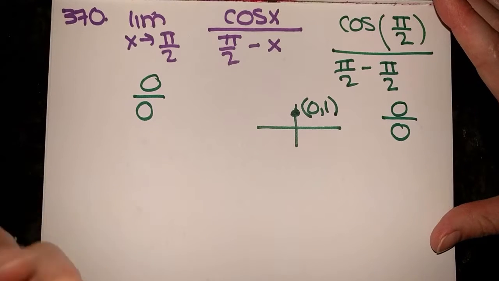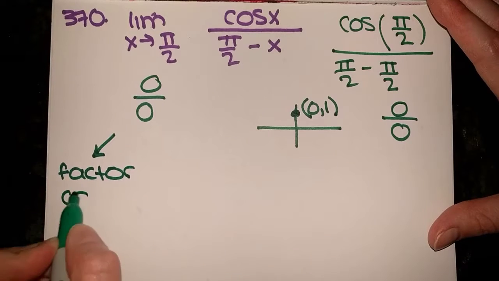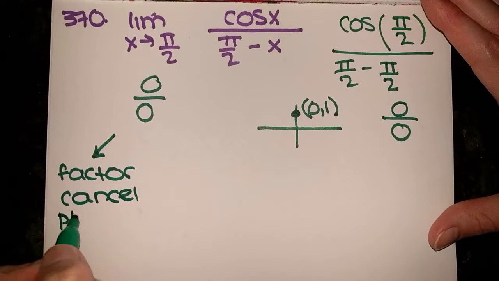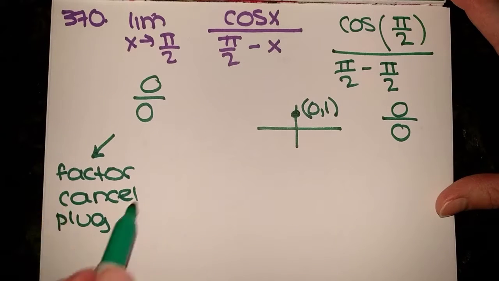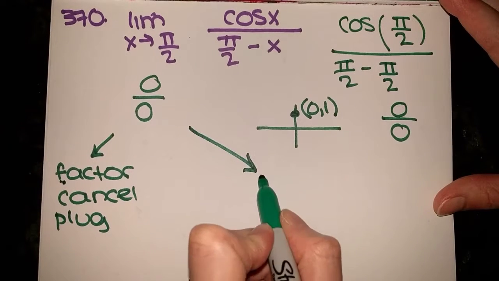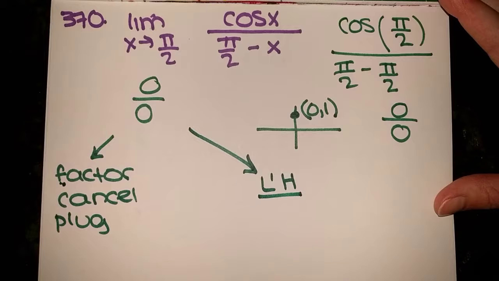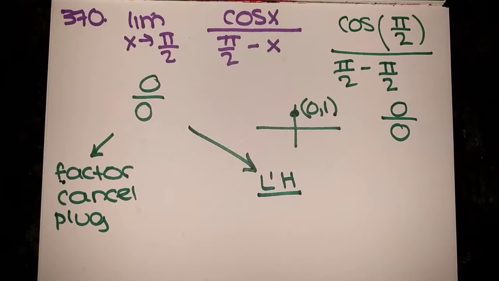Now, in test 1, what we talked about is how we would try to factor, cancel, and plug in. The issue with this particular question is, well, how am I going to factor cosine x? So this method is not abundantly clear as far as how we are going to implement it. So in this particular case, L'Hopital's rule, which I'm going to abbreviate with LH, is the easiest thing to do, and in fact, the best way to go.